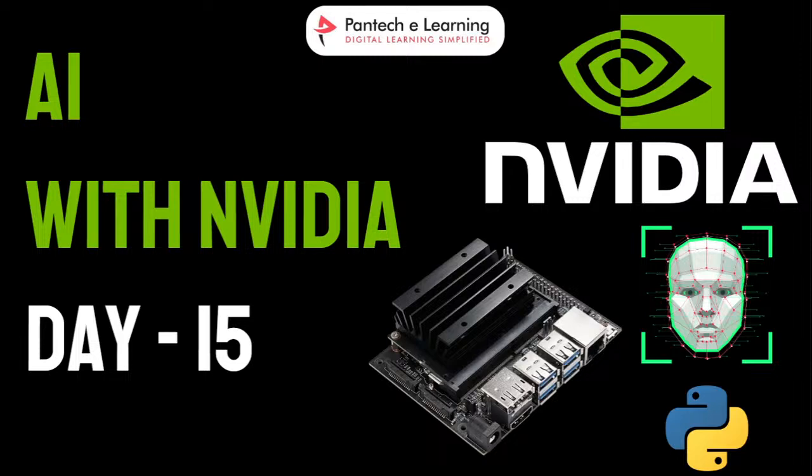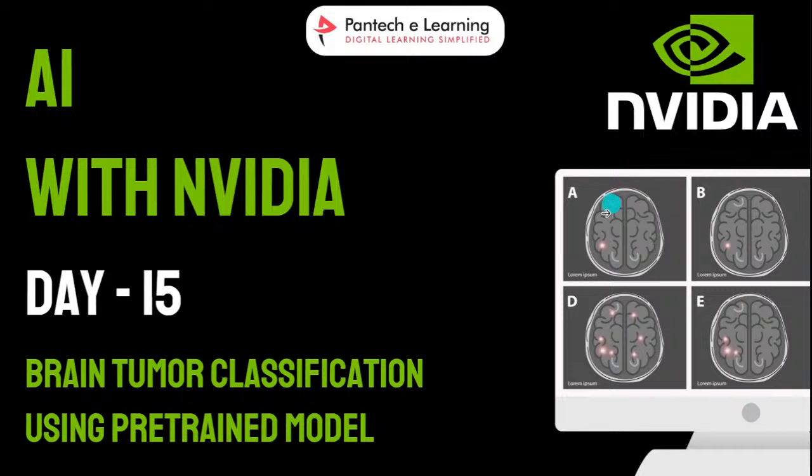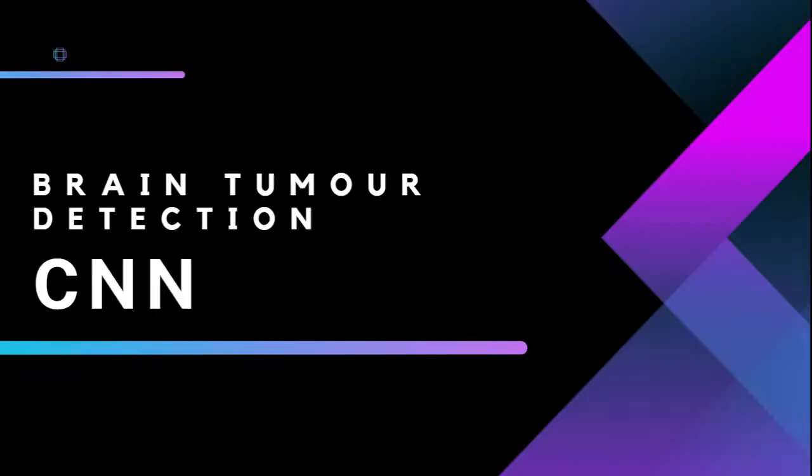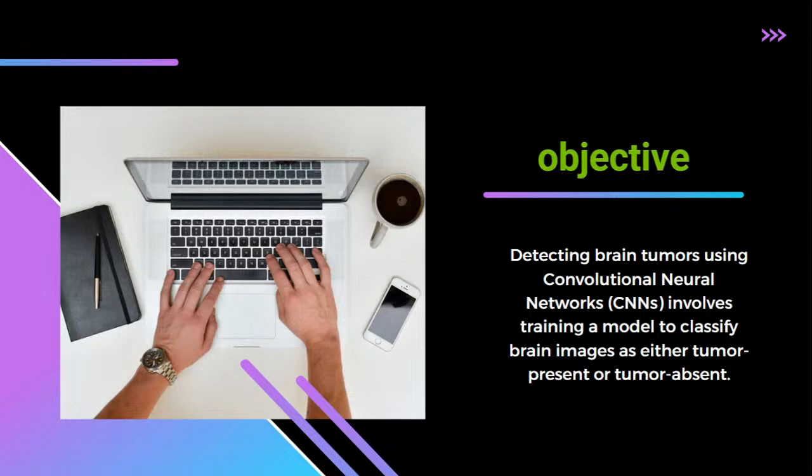So welcome to day 15 and the project we are going to see today is brain tumor classification. It's the third project in our entire session, and it is brain tumor classification using the pre-trained models. So what is the objective? Detecting brain tumors using CNN involves training a model to classify brain images as either tumor present or tumor absent. That is the entire idea.